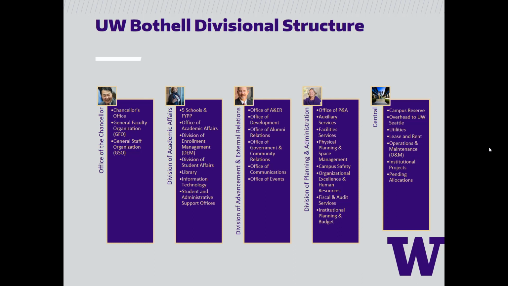Within the Division of Planning and Administration, you will find the Office of Planning and Administration, Auxiliary Services, Facility Services, Physical Planning and Space Management, Campus Safety, Organizational Excellence and Human Resources, Fiscal and Audit Services, and Institutional Planning and Budget. Within Central, you will find that this is where funding is held for activities such as the Campus Reserve, payments of overhead to UW Seattle, the expenditures and funding associated with utilities, lease and rent, the operations and maintenance of various buildings, various institutional capital projects, and any pending allocations that haven't been made to the university.